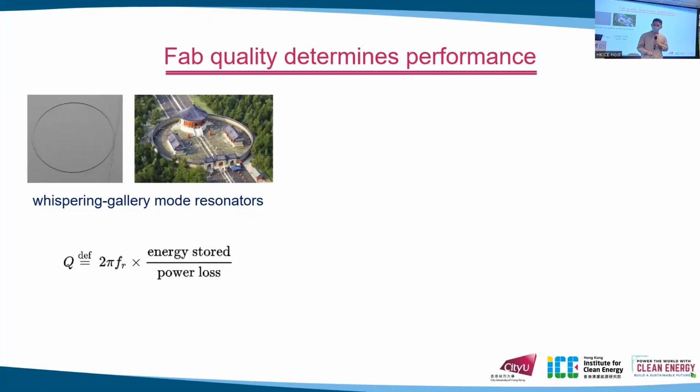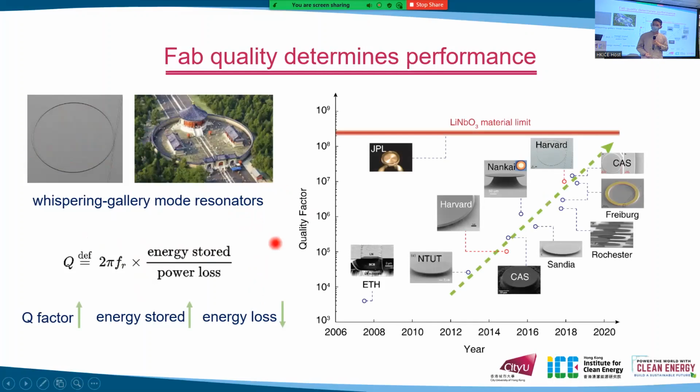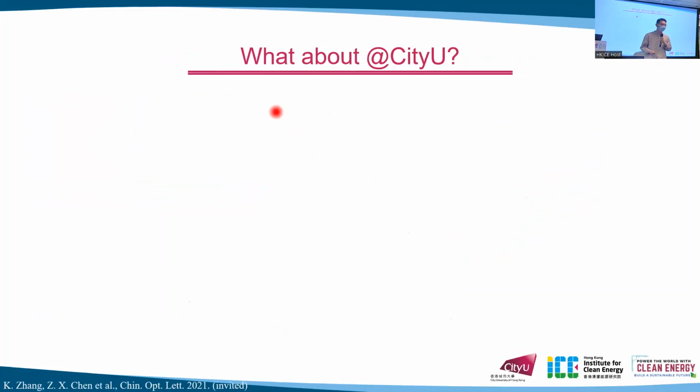So this means that if we have a high Q factor, more energy is stored and there is low energy loss. This picture shows the Q factor improvement over the years. We can see that there are some red circles. These are done by Dr. Wang at Harvard University. So you may have a question. What about at CTU?